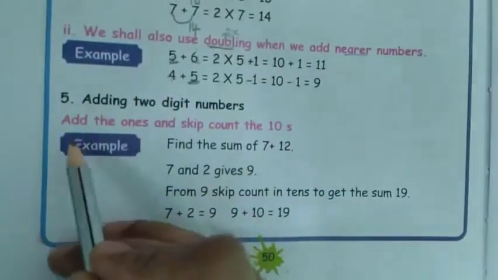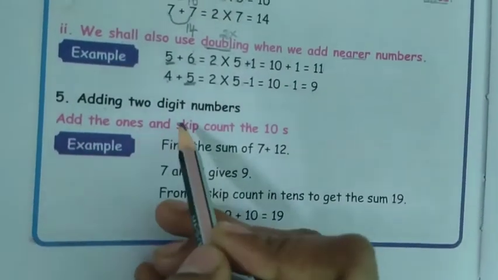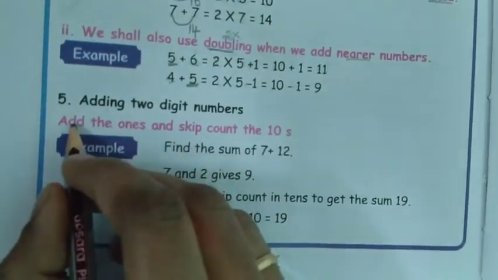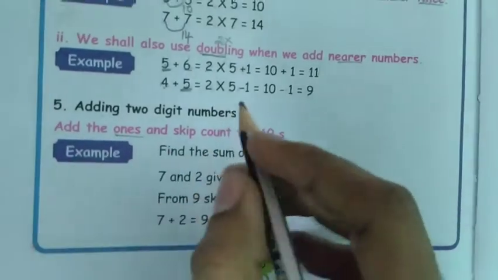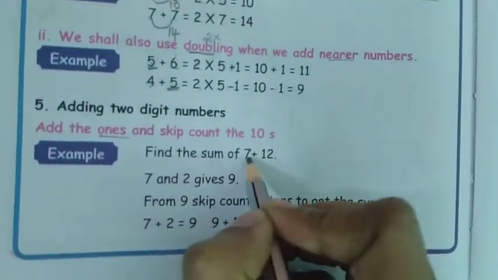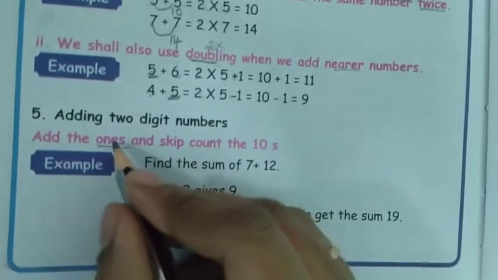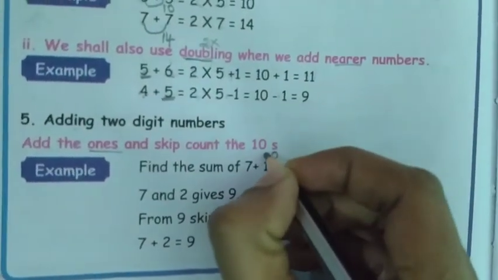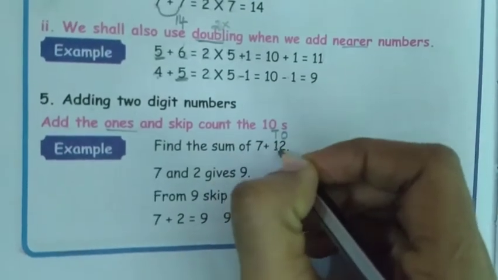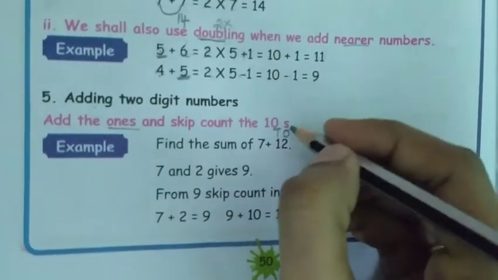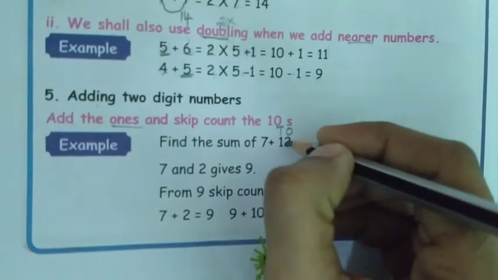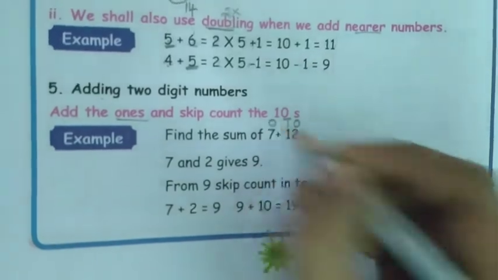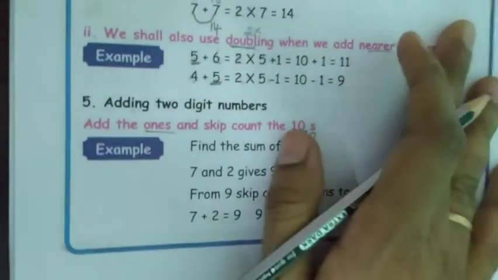Add the ones and skip count the tens. In two-digit numbers, first we want to add the ones. For example, find the sum of 7 plus 12. First put ones and tens. For 12, 2 is ones and the number before it is tens, that is 1 ten, 2 ones. And 7 is only one number, so it only has ones. There is no tens.